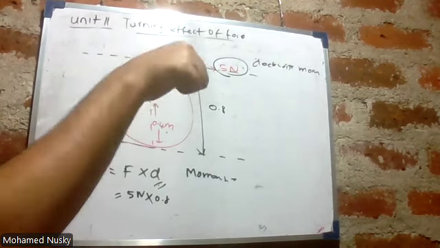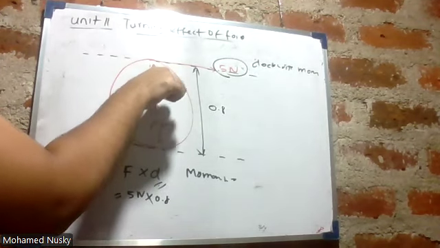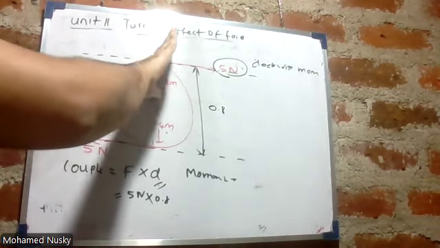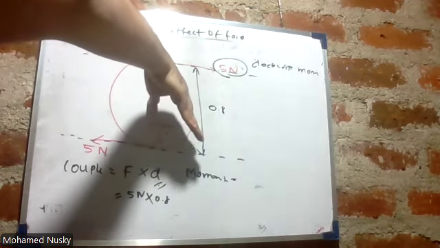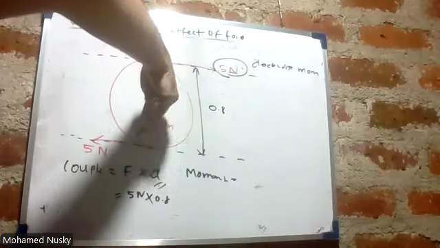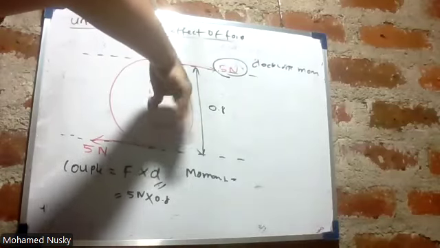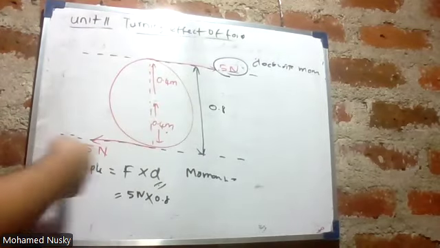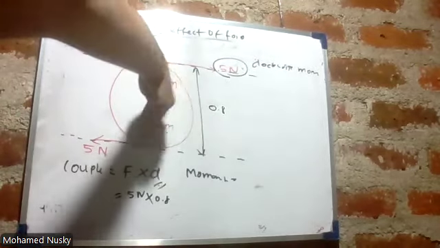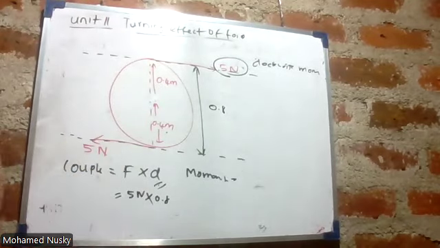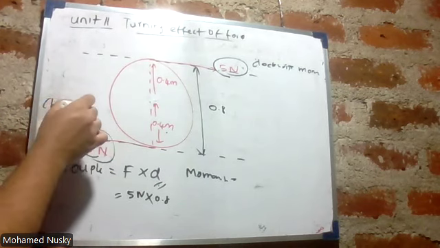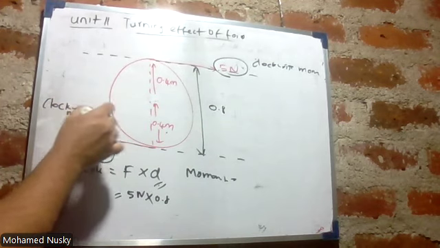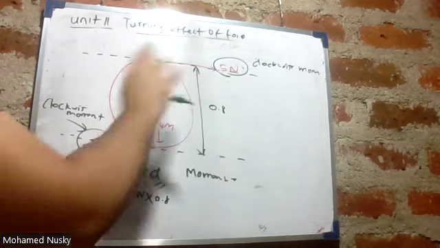Here I take the thumb and keep it on the axis of rotation. I take these four fingers and go like this. You can see the four fingers are in this direction, and in the same direction this 5 Newton force is acting. Therefore, this also creates a clockwise moment. So both are clockwise moments.